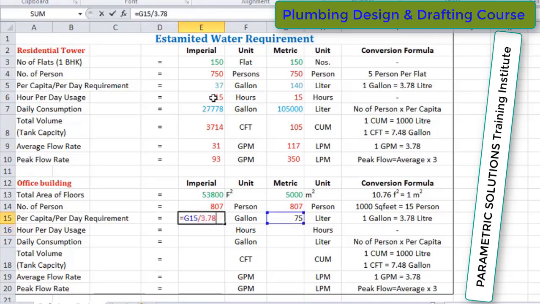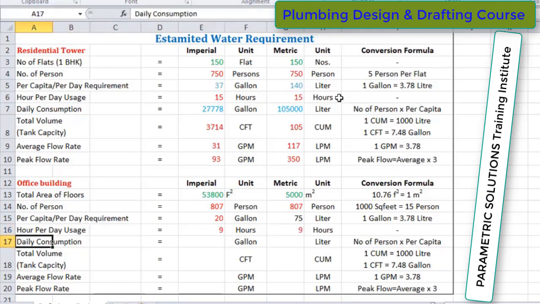So the roundup will be 20 gallons. So if it is 75 liters, it will automatically be converted into 20 gallons. Now for hours per day usage, I need to consider the hours per day. I will mention here 9 hours, because generally 9 hours are considered for an office building. So here also I will mention 9 hours.